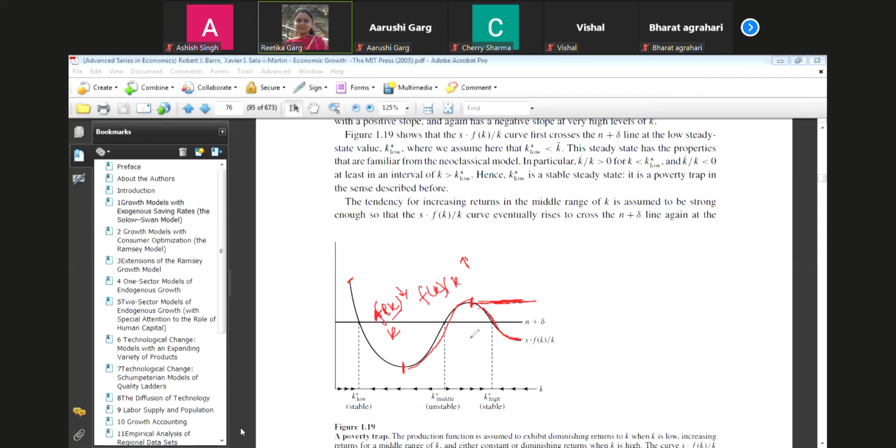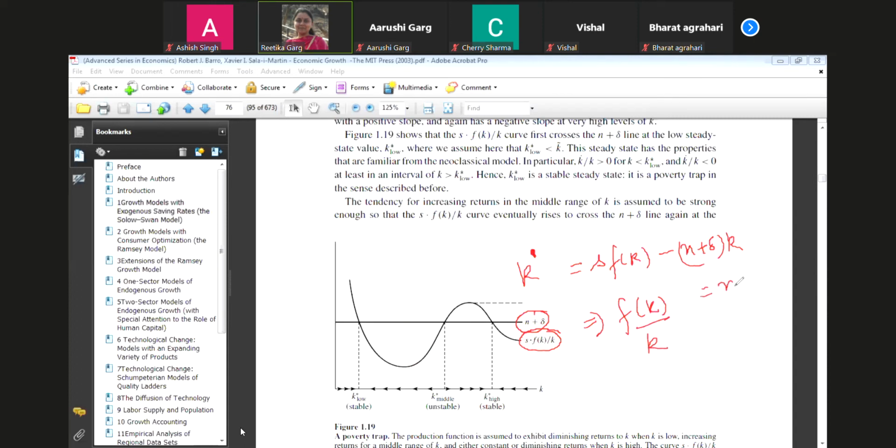Now, how did we get this diagram? That's the second question. We were plotting the n plus delta line, and this is S Fk by K. We were saying S Fk minus (n plus delta) K is equal to K dot. In the steady state, K dot should be 0. So if K dot is 0, then S Fk by K is equal to n plus delta. So we plotted S Fk by K and n plus delta, and found the points where the two are the same. These are points of steady state. So this is one steady state, this is another steady state, and this is the third steady state.